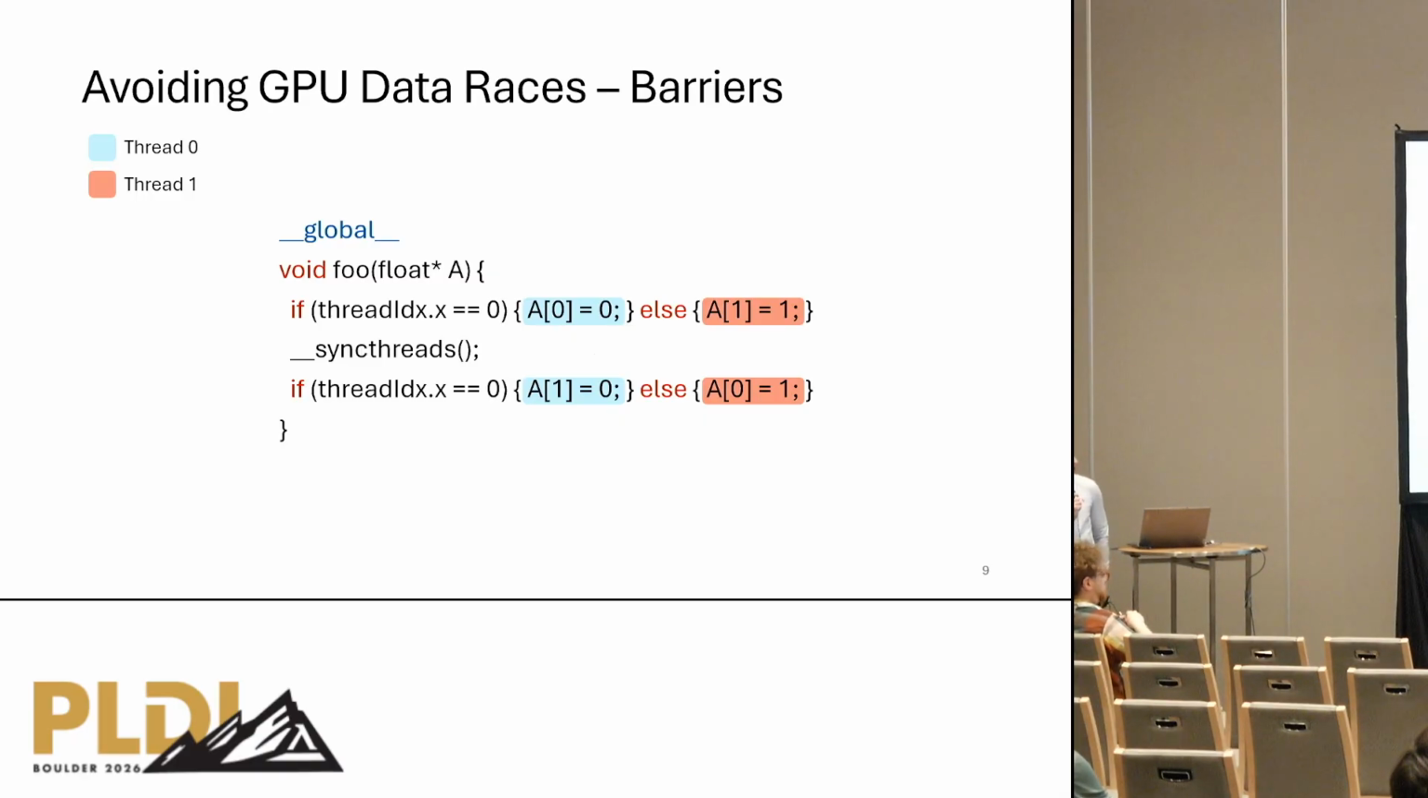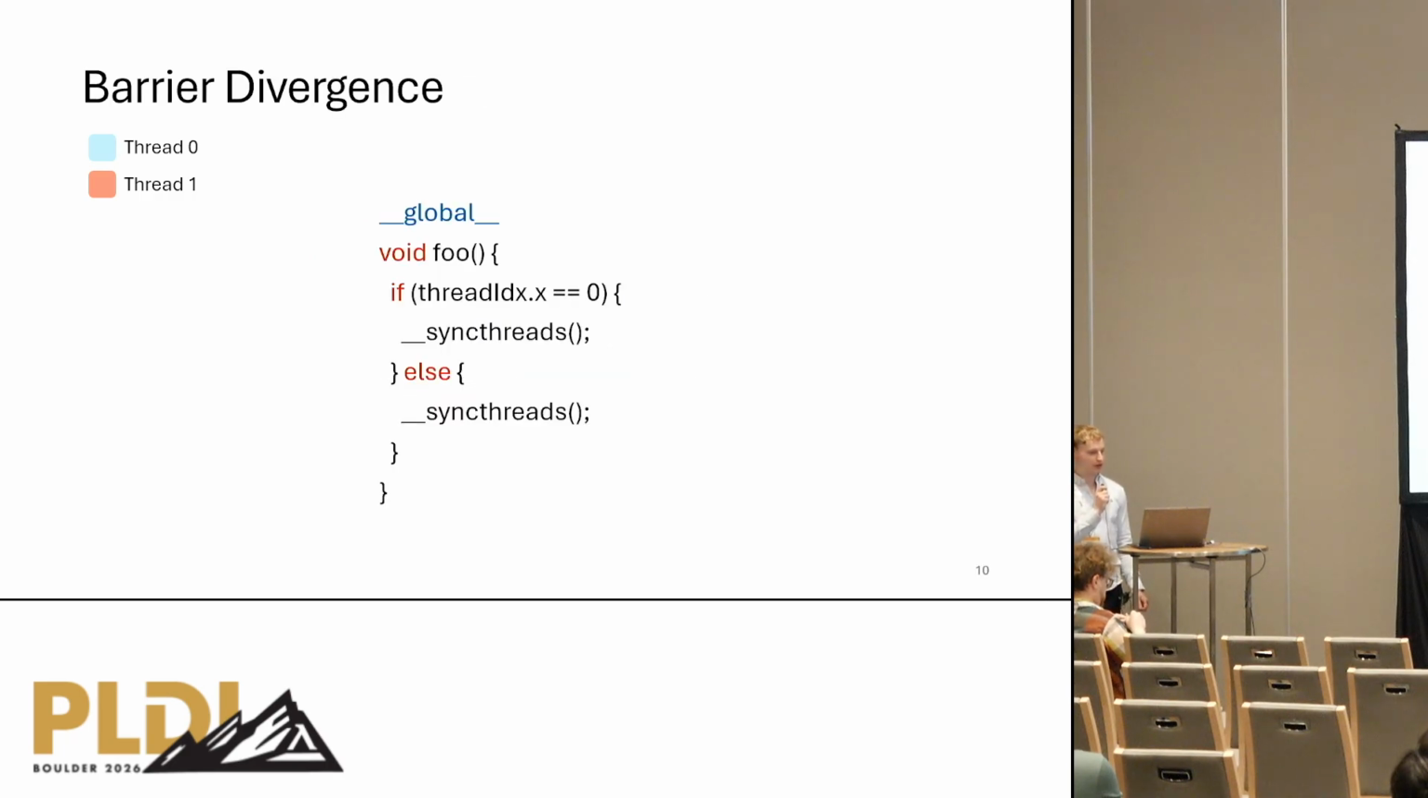So barriers are often necessary to avoid data races in GPU programs. But the problem is that misusing barriers can result in another form of GPU undefined behavior. And that undefined behavior is called barrier divergence. So in this CUDA program again, we can see that this time thread 0 is going to reach this first barrier, and thread 1 is going to reach this second barrier.